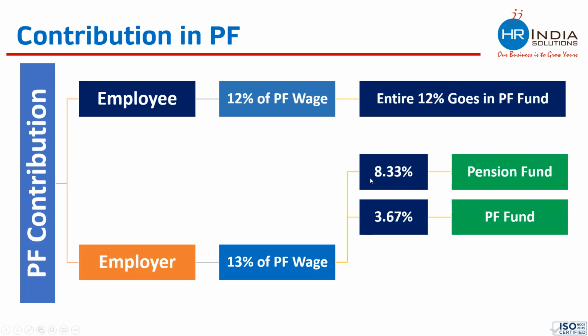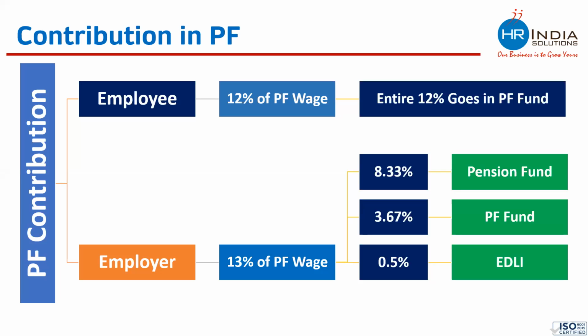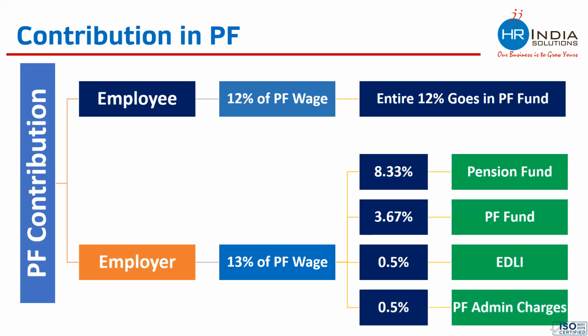So the division of the employer's contribution is like this: 8.33% in the pension fund, 3.67% in the PF fund, and 0.5% in EDLI, Employee Deposit Linked Insurance. You can consider it as a premium for the insurance extended by the EPFO. And 0.5% goes as PF admin charges, the charges that companies pay to EPFO for the administration of all these PF accounts and schemes. That cost is usually borne by the employer only, right? So this is the contribution criteria of employer and employee in EPFO.